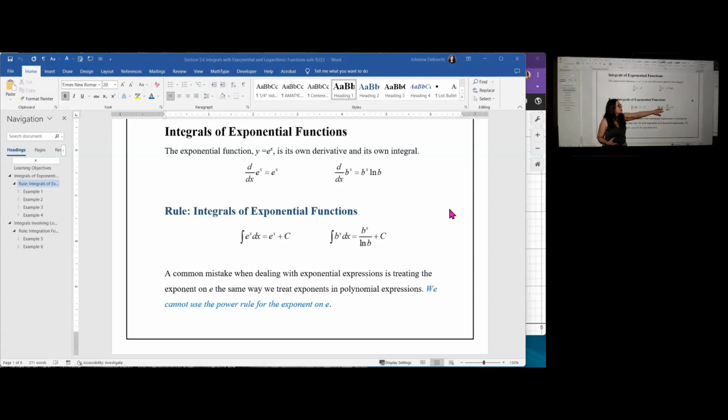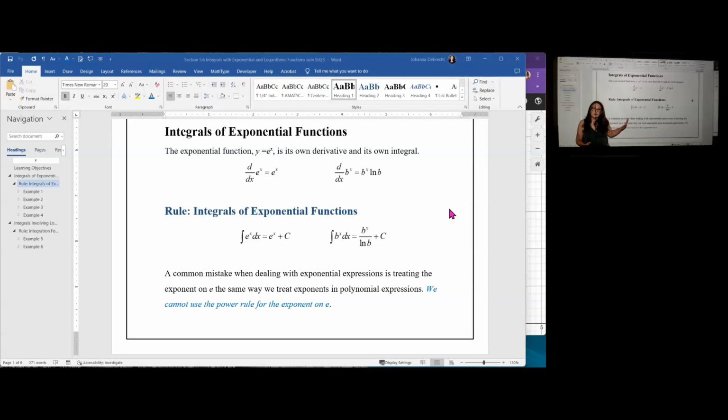When we integrate an exponential function with a base other than Euler's number e, well, then we have to take into account the fact that we're not starting with b to the x times the natural log of b, meaning that we're missing this natural log of the base. So when we integrate, we get the exponential function divided by the factor that was not present in the integrand. So we get b to the x divided by the natural log of b, again, plus the constant of integration.